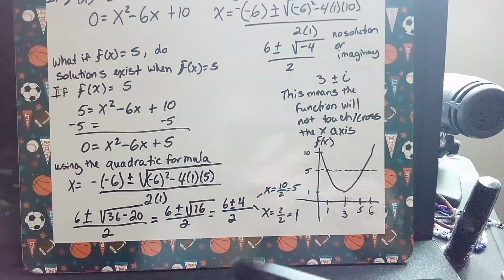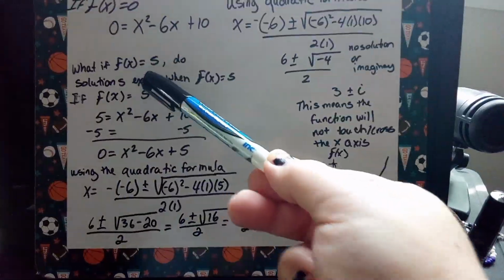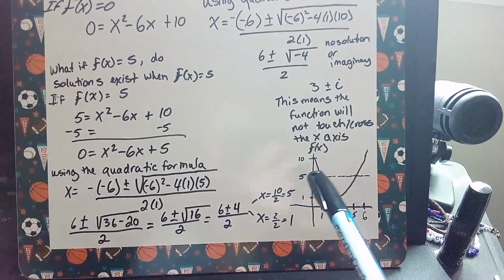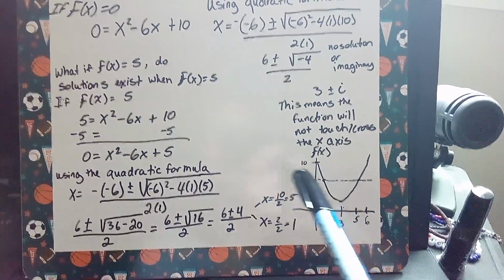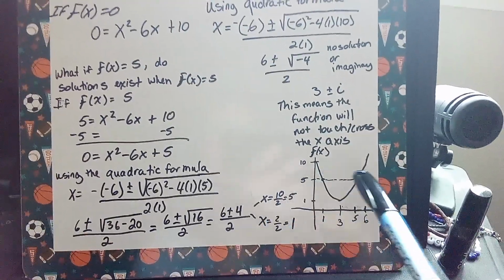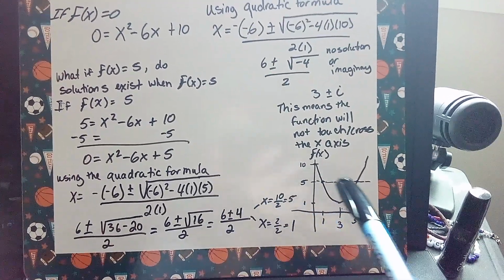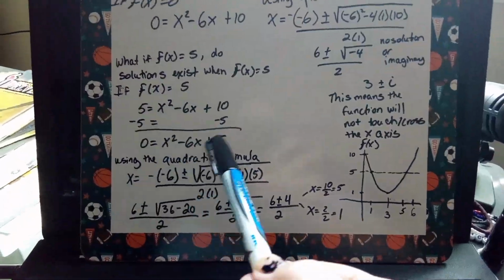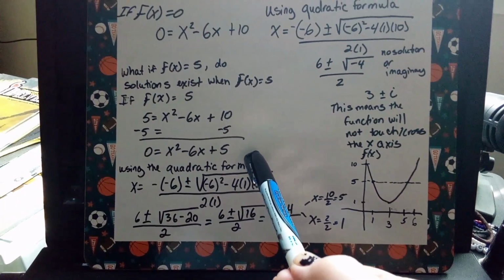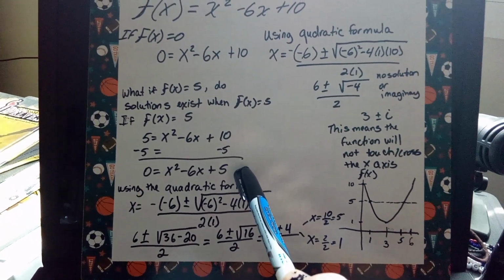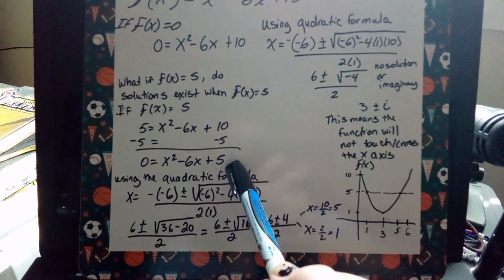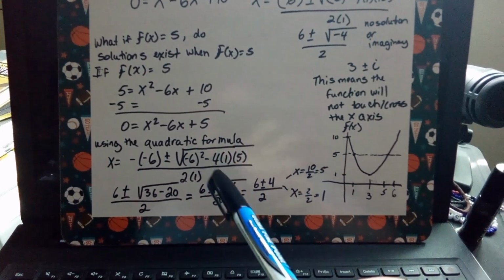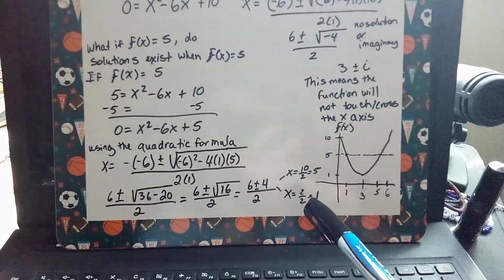However, what if f of x is equal to 5? If f of x equals 5, we are now looking at a line. If we imagine a line there at f of x equal 5, we can set up the quadratic function into standard form, and then use the quadratic formula. In this case, we get two real solutions.